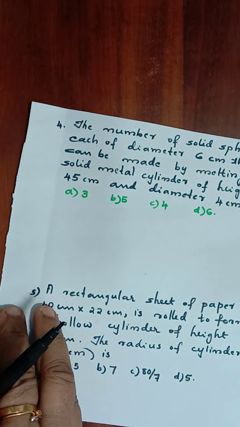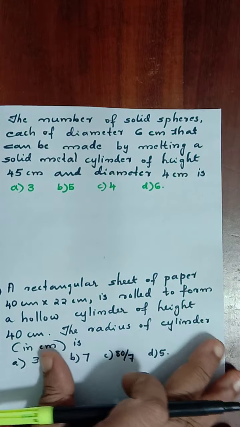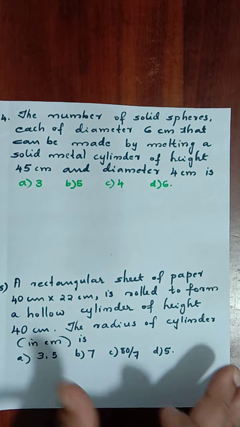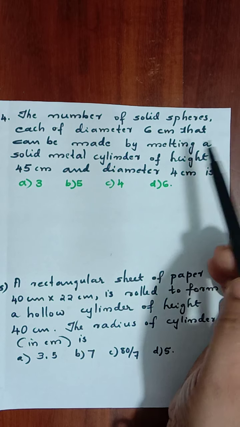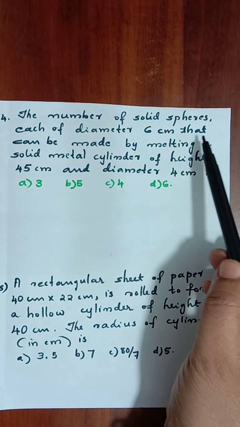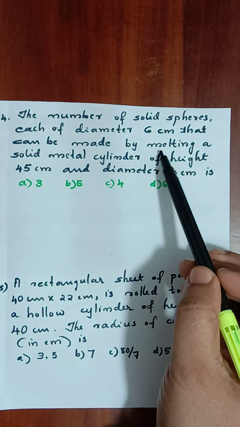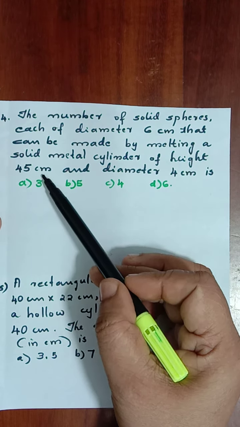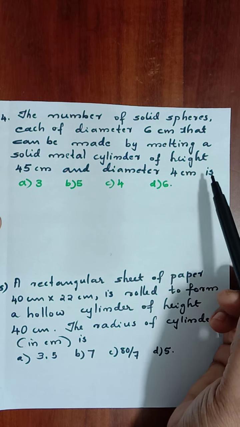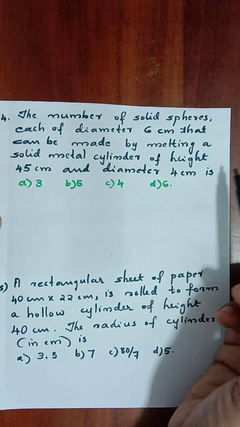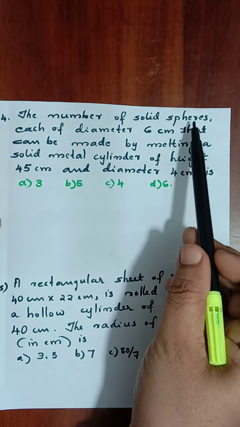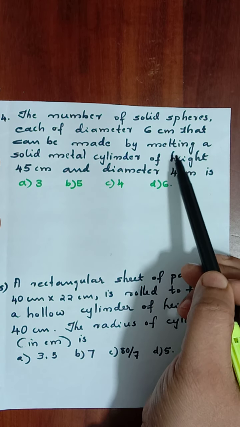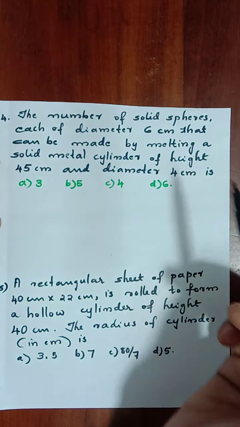Now comes question number 4. All these questions are very simple since you know the formula. You can just apply the formula. So let us see this question. Number of solid spheres, each of diameter 6 centimeter, that can be made by melting a solid metal cylinder of height 45 centimeter and diameter 4 centimeter. Here we have to find the number of solid spheres. How is it made? It is made by melting a solid metal cylinder.